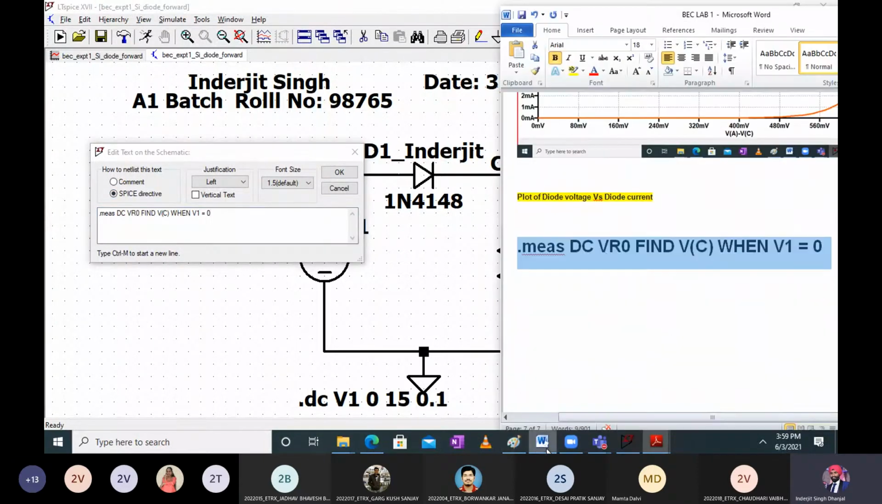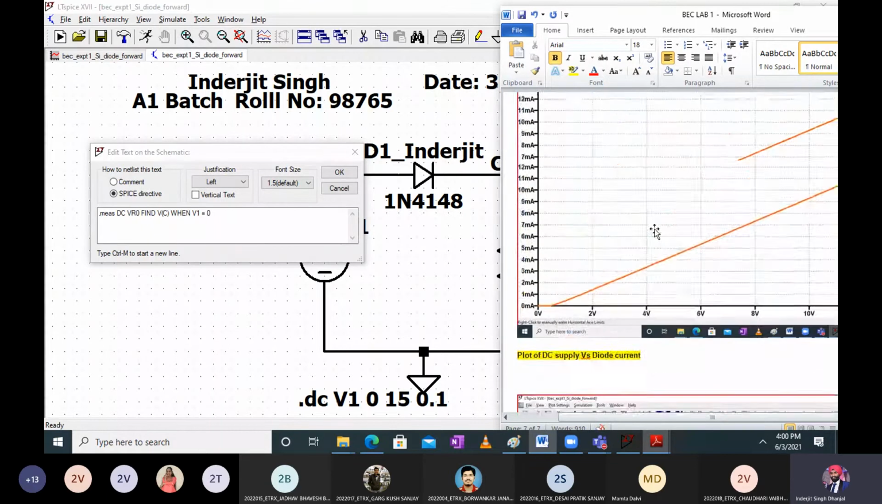So again, I repeat, I want to find the resistance voltage when my supply voltage is 0. Then what I can do is copy paste this line and write a new line. In the new line, what will I write? I'm just showing you for information VR1. So VR1 will be at 0.1. As many supply voltage readings as you want, that many lines you can write.